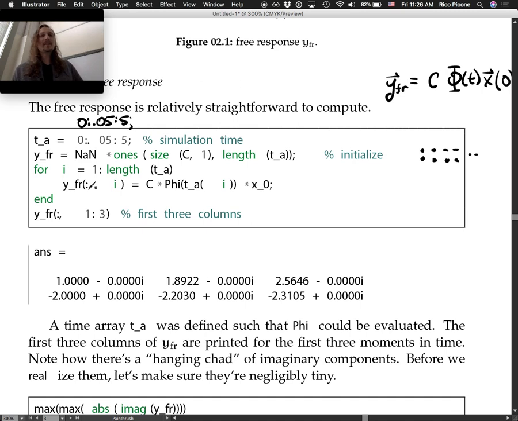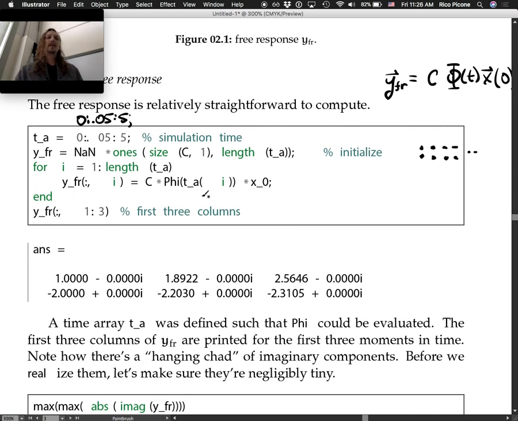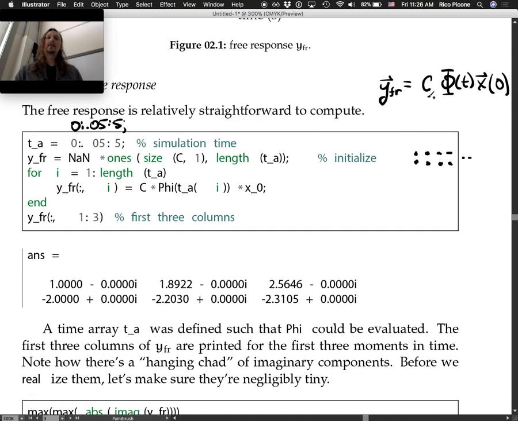Okay. So then we're ready for our loop. We hadn't even got to the loop yet, but now we're ready for the loop. So for I equals 1 to the length of the time vector, which means for each value of time that we've prepared, let's evaluate what the output is. Okay? So we have the formula right here. So the C matrix times the phi matrix evaluated at that time, right?